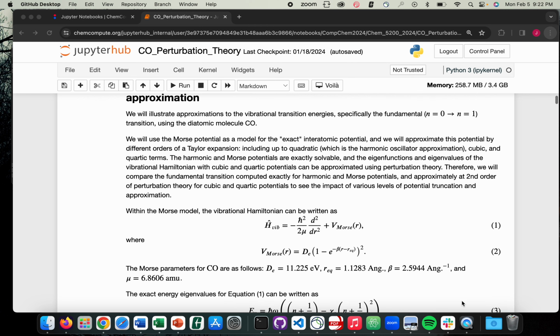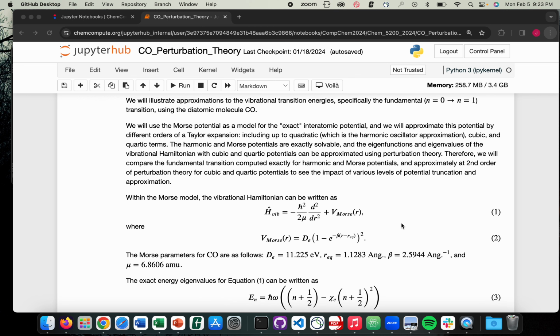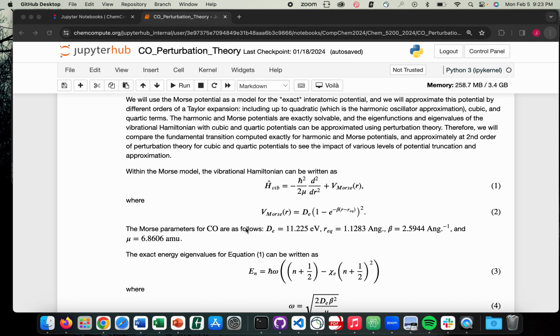So, to recap, the fundamental idea here is we have this Hamiltonian for the vibrational motion of a diatomic molecule, and we can think about this Hamiltonian under a few different levels of approximation. We could say we're going to have this Morse oscillator model for the Hamiltonian, so we've got the kinetic energy operator plus this Morse potential, where this Morse potential is defined through this expression here. In this particular case, I've given the parameters for the Morse potential for the CO molecule.